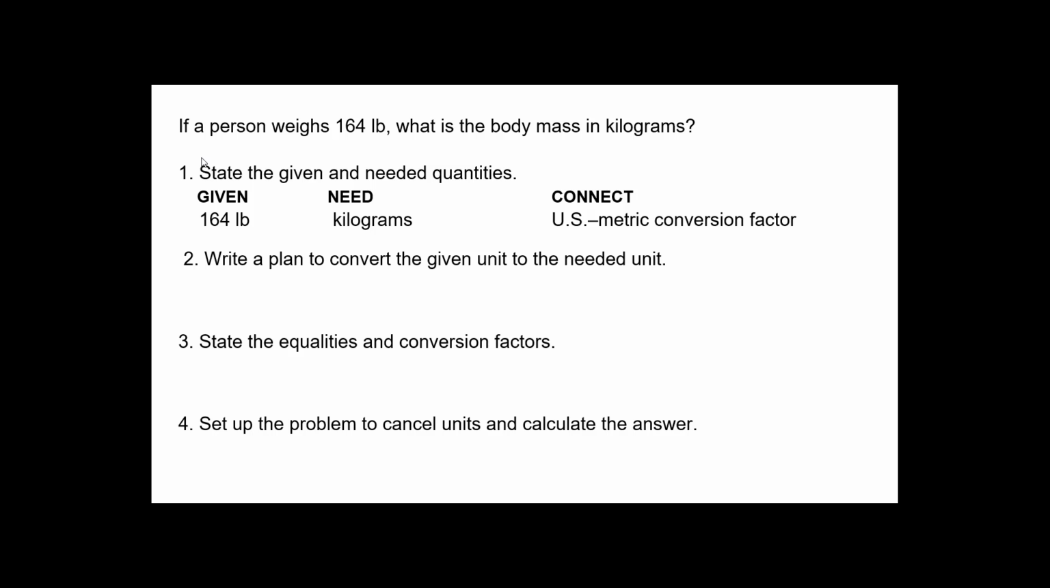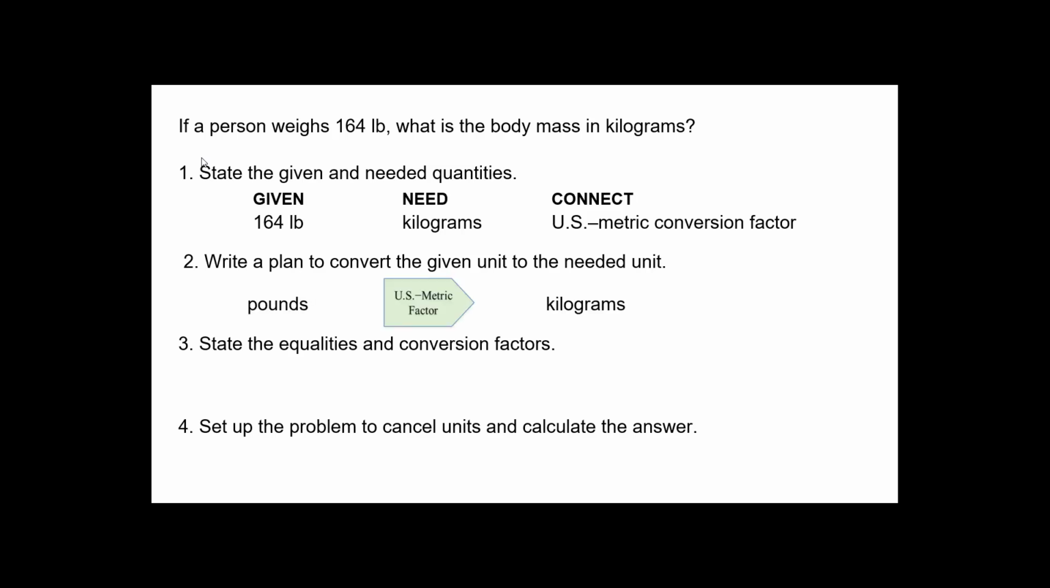So, first, state the given and needed quantities. So we are given 164 pounds. That's what we are to start with. We need to get to kilograms. And now, in order to connect this, the stepping stones is we need a conversion that goes from US to metric conversion. So next thing we need to do is write a plan to convert the given unit to the needed unit.